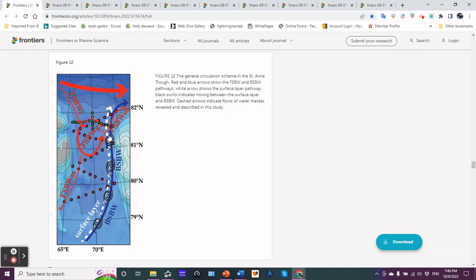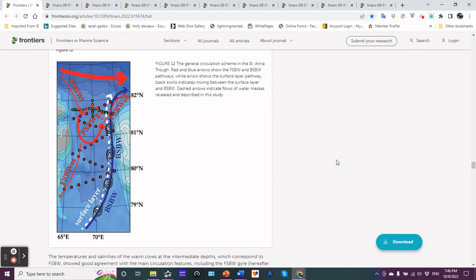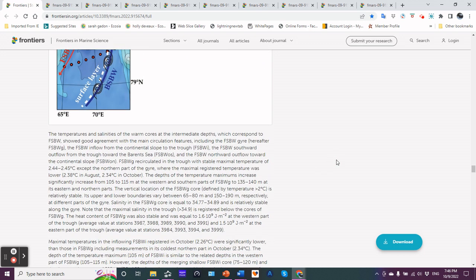And these little symbols here almost look like cyclone symbols. They're supposed to be little swirly doodles that indicate mixing between the surface layer and the BSBW. So this is indicating mixing along the way, a little summation of what's happening.